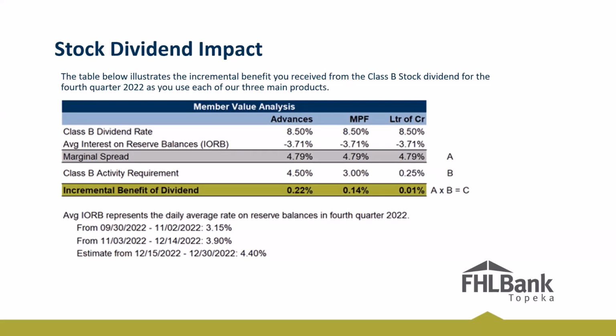So although it seems small, the letters of credit capital requirement is 25 basis points. Doesn't seem like a big deal, but that is a 1.2 basis point savings if you look at our fourth quarter dividend rate. So it takes that letter down to 11.3 basis points. So every penny counts. Like you mentioned earlier, I'm an accountant.